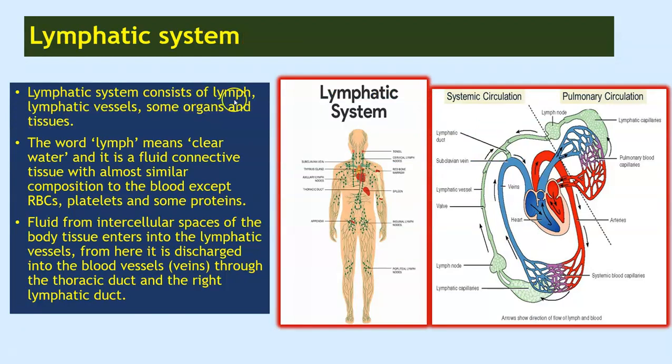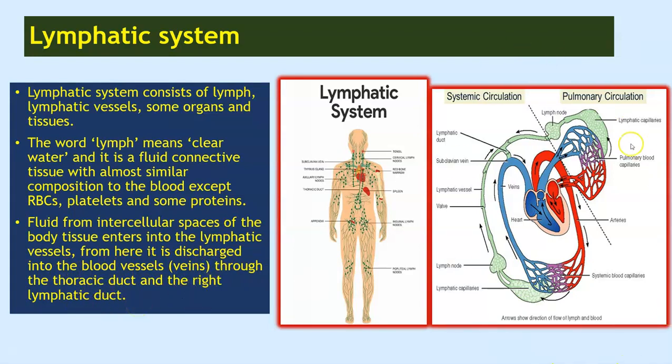The lymphatic system consists of the lymph, lymphatic vessels, some organs and tissues. The word lymph means clear water. It is the fluid connective tissue with almost similar composition to the blood except the RBCs, platelets and some proteins. So these components which are present in the blood are not present in the lymph. Fluid from the intercellular space of the blood tissue enters into the lymphatic vessels. From here it is discharged into the blood vessels, that is veins, through the thoracic duct and the right lymphatic duct.